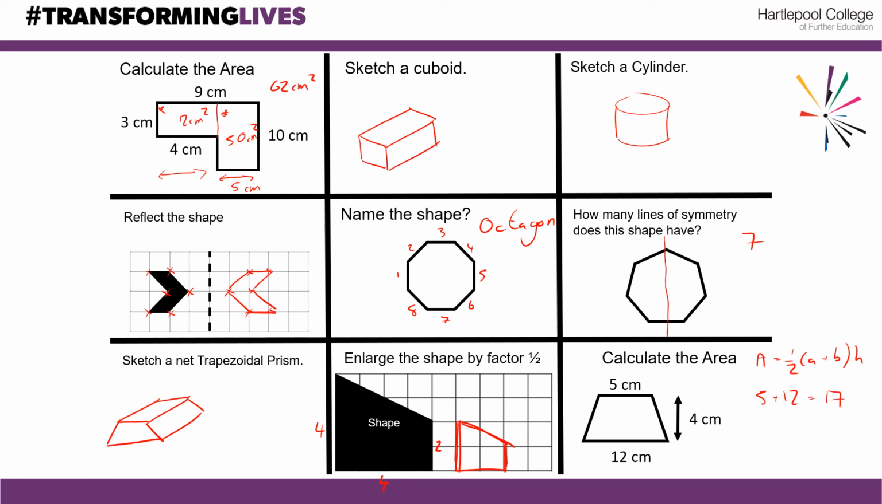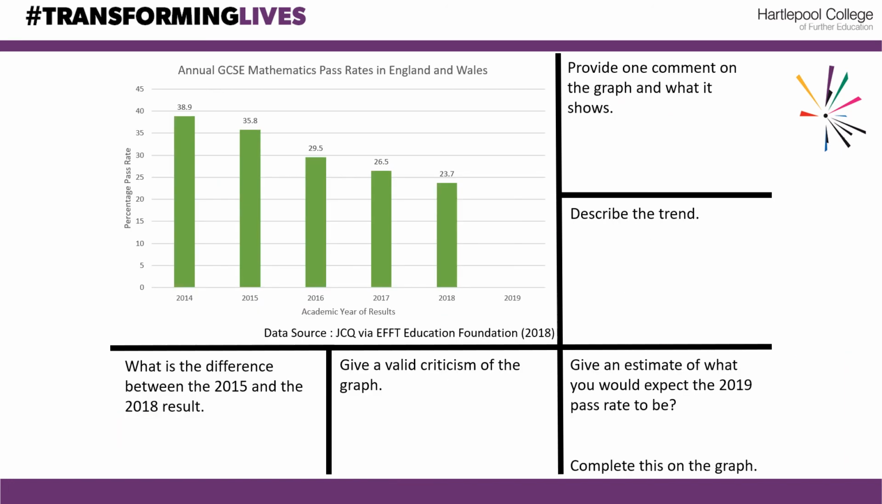Step 2, multiply by the height. So 17 times 4 is 68. And then half it. So 68 divided by 2 is 34. We're working in centimetres, so for an area, it's 34 centimetres squared. Well done if you got those right.